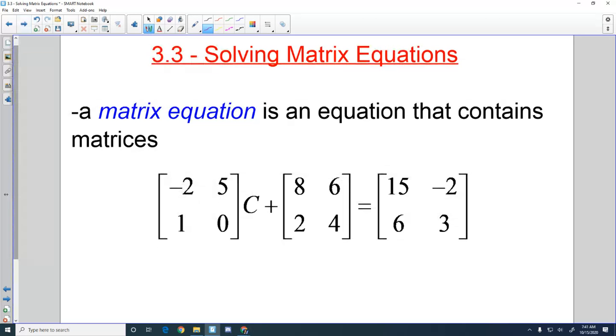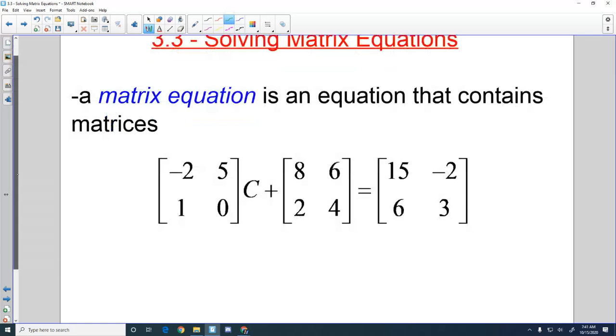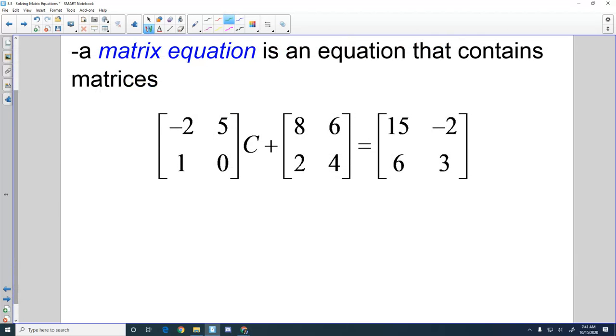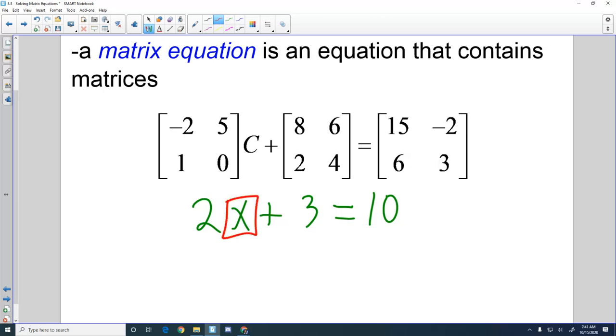So this is learning target 3.3, the last one with matrices. And normally we're used to seeing equations written something like 2x plus 3 equals 10, right? Isn't that normally the types of equations we solve with numbers and a variable? Typically, we want to solve for the variable, right? We want to get that by itself. We're going to do the same thing, but just with matrices.